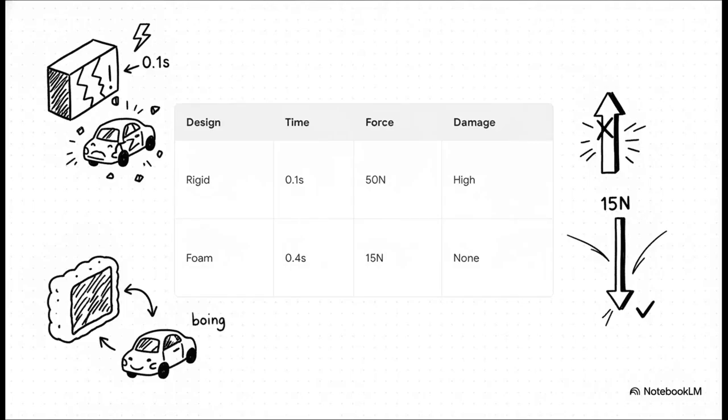When we run repeated trials, the collision evidence becomes crystal clear. Just look at the force versus time data comparing different designs. When we tested a rigid plastic bumper, the stopping time was a lightning-fast 0.1 seconds. That resulted in a massive peak force of 50 newtons and, no surprise, high damage to our payload. But check out the foam block bumper. The stopping time stretched out to 0.4 seconds. And because we increased the time, the peak force plummeted to just 15 newtons, and the payload suffered zero damage. It's a total game changer.